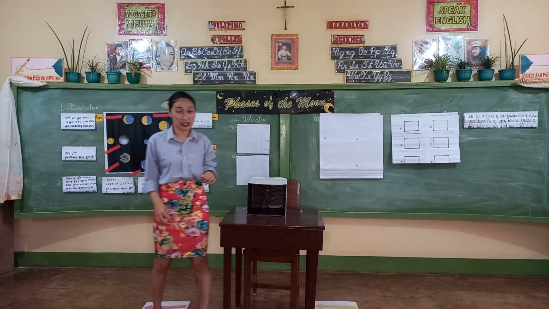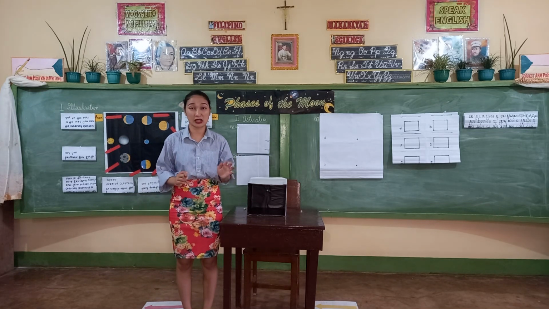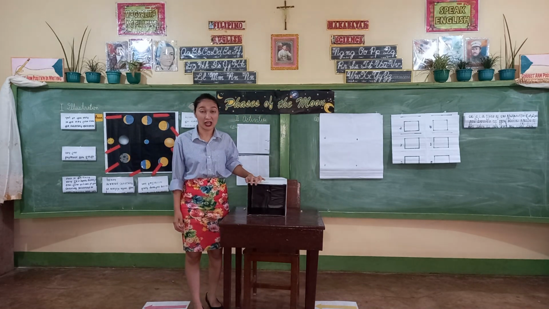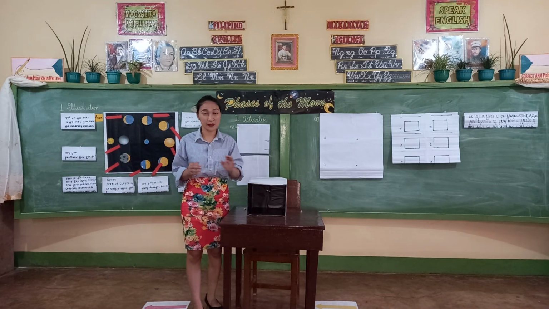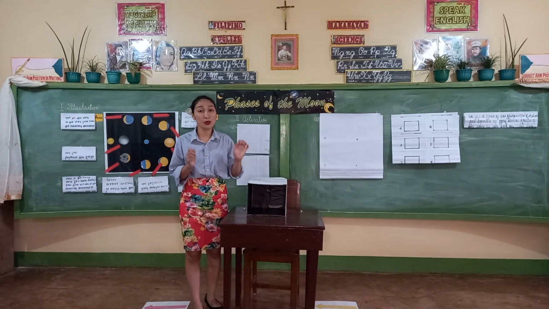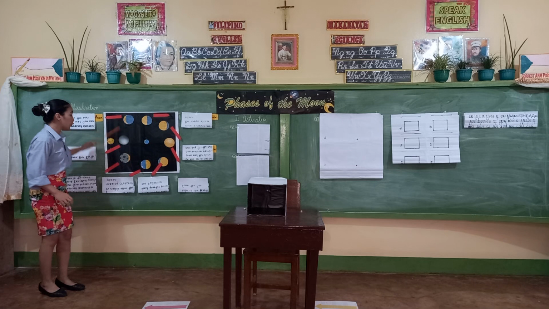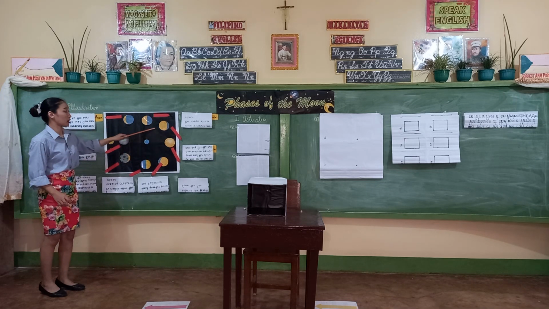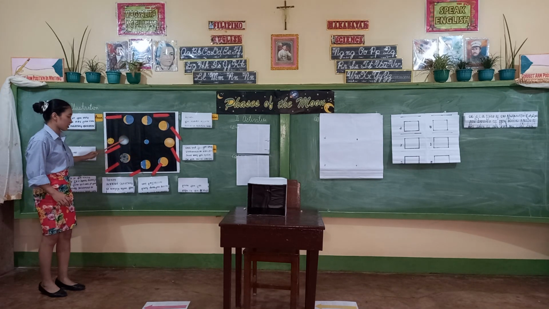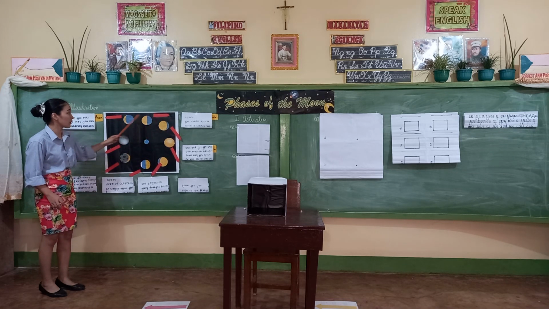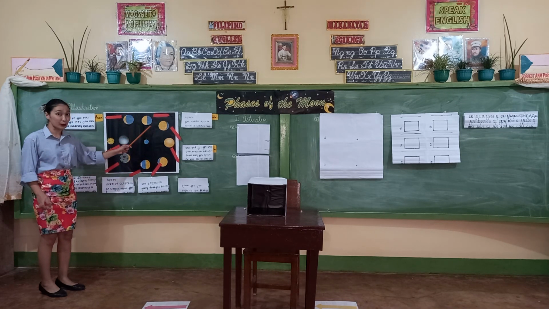Okay, class, again, the moon does not give light, but because of the reflection of the sun, our moon has light. Now, the moon revolves, okay, look at this one. The moon revolves or moves around the earth. As it moves around the earth, we can see the different phases of the moon.